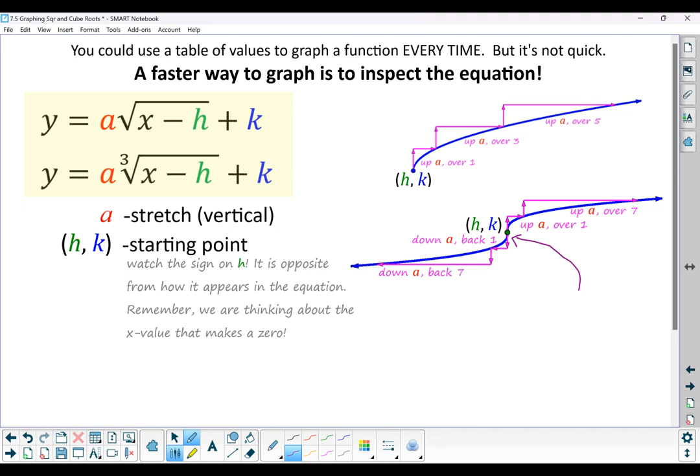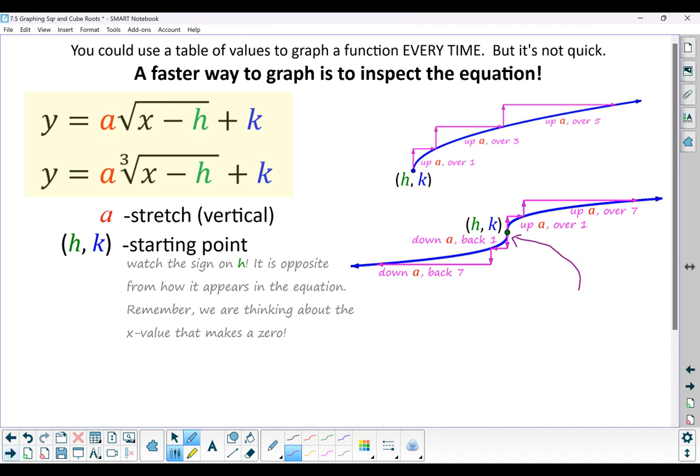The sign changes that happen with the h are the same as with squaring functions like quadratics, absolute value functions, and circles, really. And then we don't have a sign change with the k, the y value of the starting point.